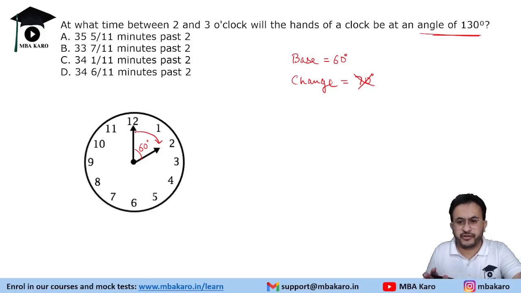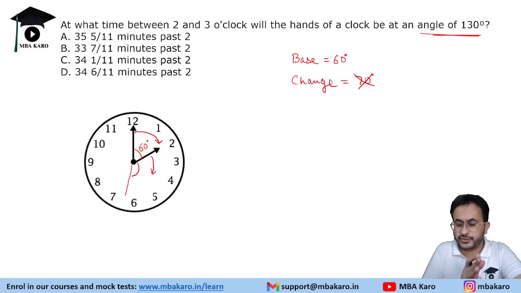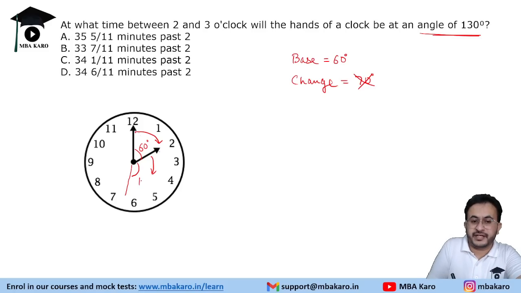Now, first of all, what will happen? This 60 degree angle will keep reducing, right? So it will be 60, 50, 40, 30, then it will become 0. And then it will start from 0 again and will go somewhere here. Okay. It has to increase on the other side, right? So how much is the total movement needed? We need 130 degrees after reaching 0. So total change is 190 degrees.